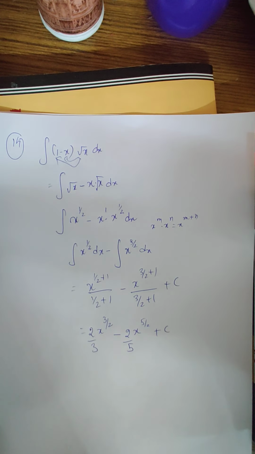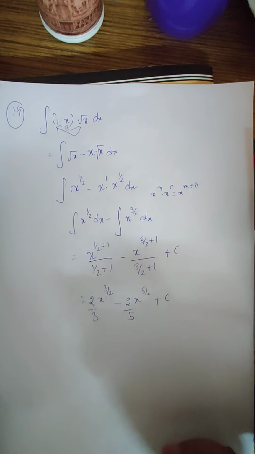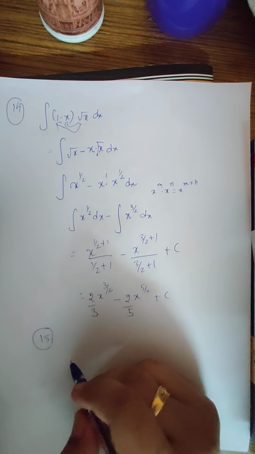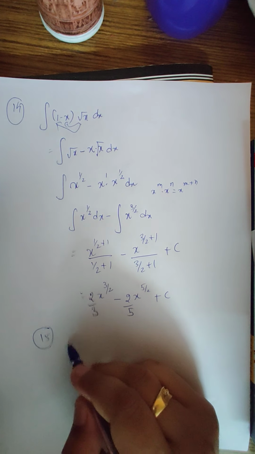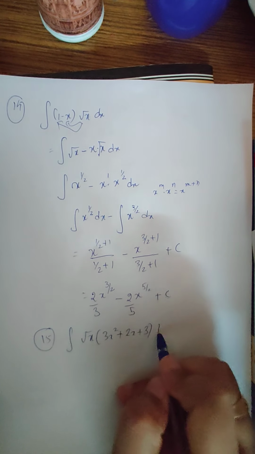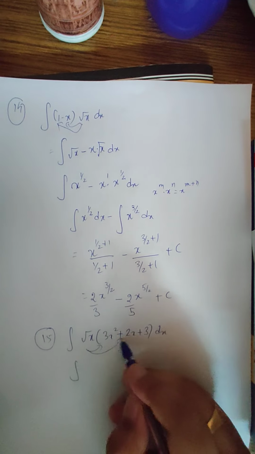Next we have the 15th question with respect to exercise 7.1. Here students, the total number of questions, as you know, is 21. So we are now at the 15th question. It is integration of root x into (3x square plus 2x plus 3) dx. So this will be again the distributive property.